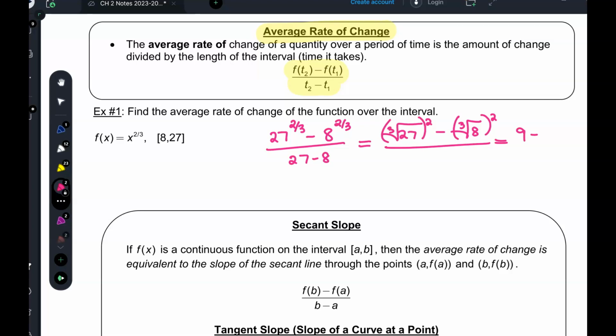Minus cube root of 8 is 2, squared is 4. And what do we get in the denominator? 19. So our answer is, oh wait, no, 5/19. That's all. Remember, average rate of change is just slope.